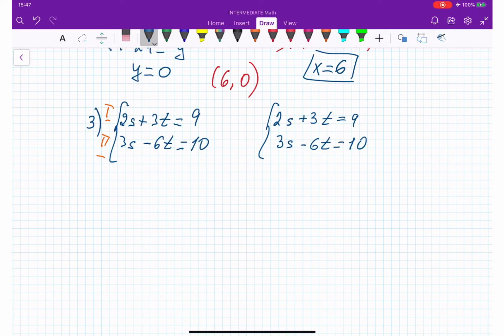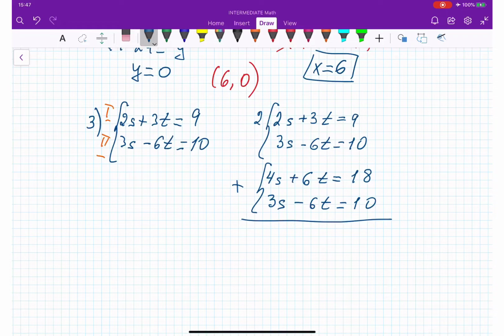Therefore, here, 3t I'm going to bring to 6t, which means I'm going to multiply by 2. I will distribute the 2 to every single term, right? And I will get 4s plus 6t is equal to 18. And here I have the second one, I'm leaving it the way it is, equal 10. Okay, so if I add them up, this is gone, and I'm getting 7s is equal to 28.